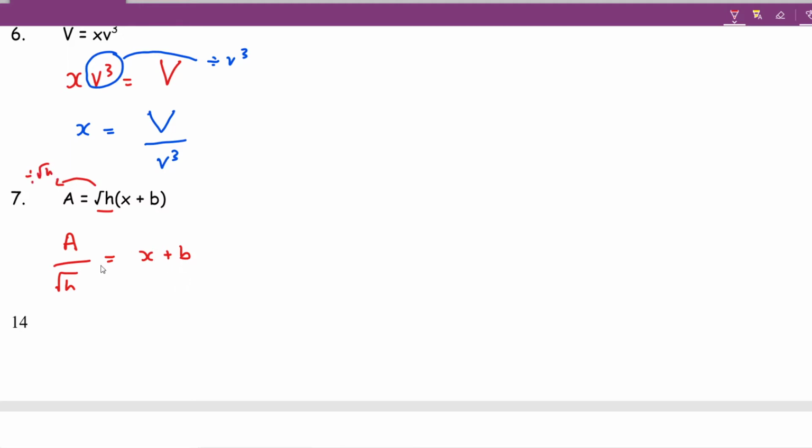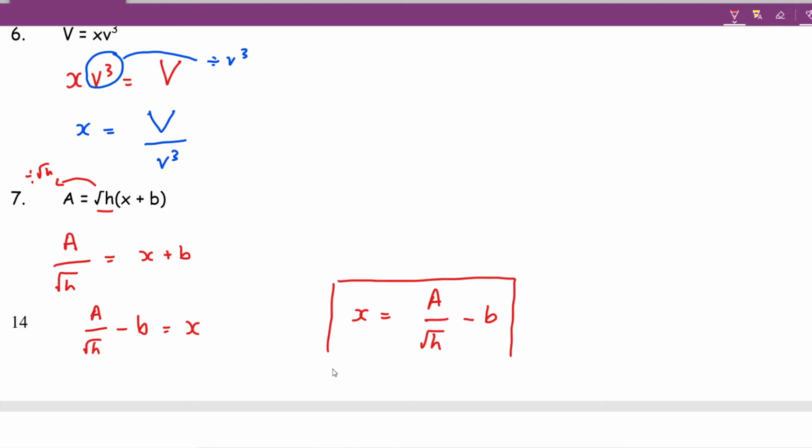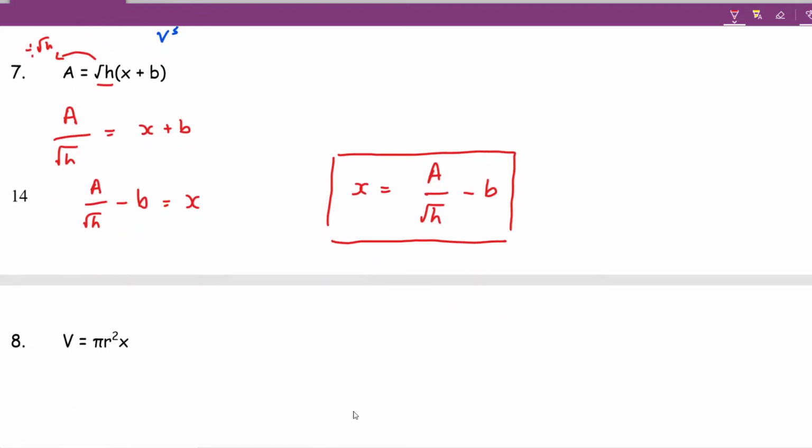Okay, and then I just need to take the b to the other side, so that ends up being a divided by root h minus b equals x. As you know by now, I like to write this in the form x equals, making it the subject: x equals a over root h minus b. Always best to have it in this form, where the subject is on your left hand side and the right hand side is the form.